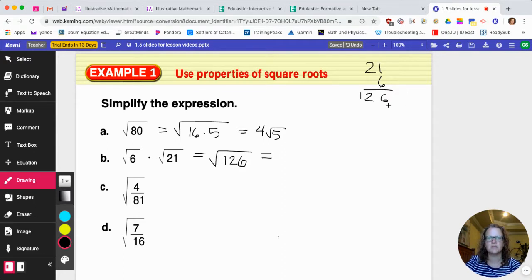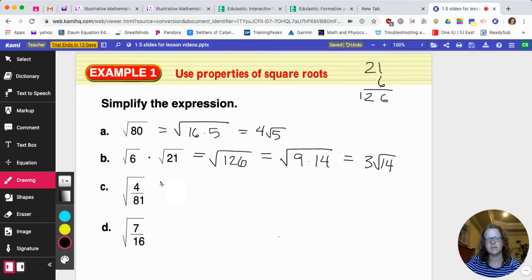Now, perfect squares of 126. If I divide that by 2, I get 63, which isn't a perfect square. Let me look. I don't see anything that works well for that one. And I don't see the answer in here. That's a bummer. Oh yeah, I do. 9 and 14. I just need a little help. I can divide that by 9. 9 times 14, which is 3 root 14.